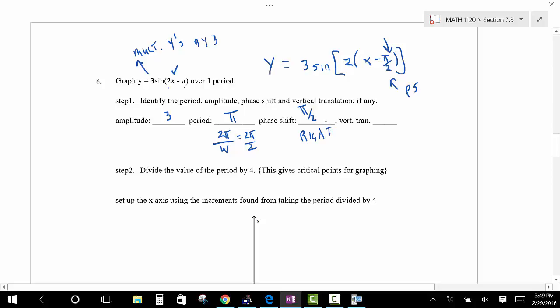And then this particular problem does not have a vertical translation. It doesn't have a reflection, so we've identified everything we need. We've got the amplitude, period, and phase shift. Now we've got to put it all together.